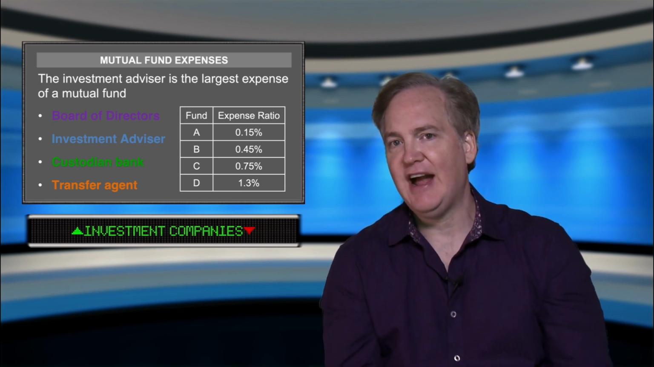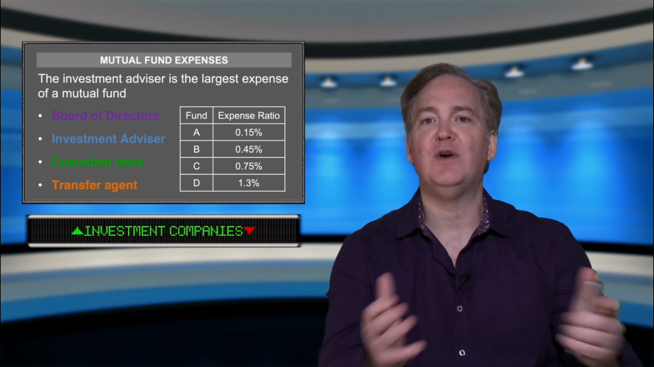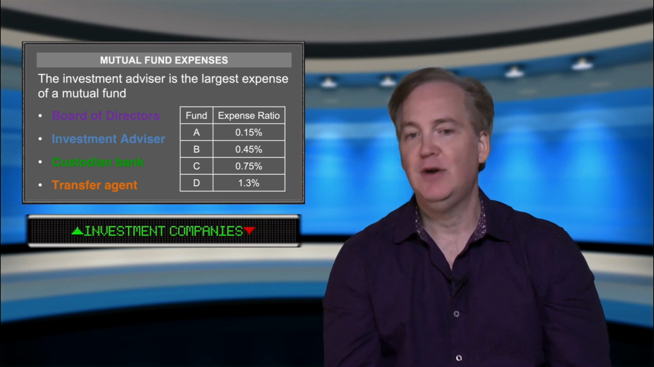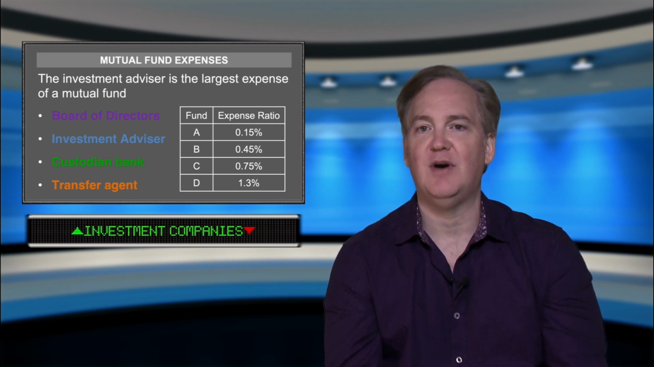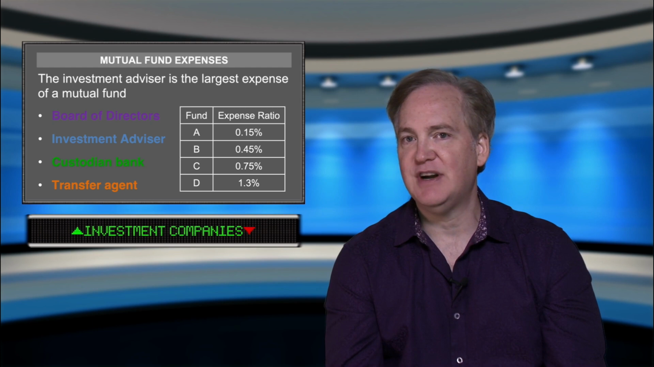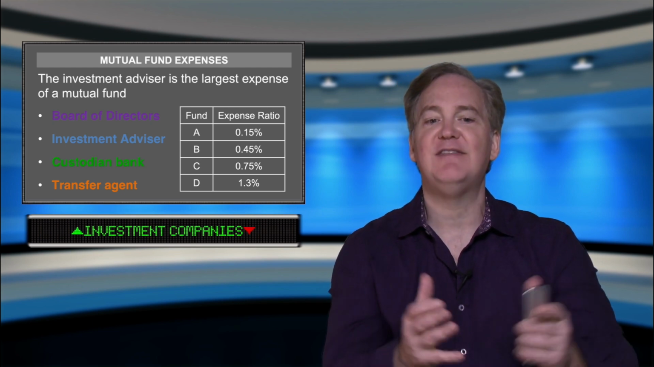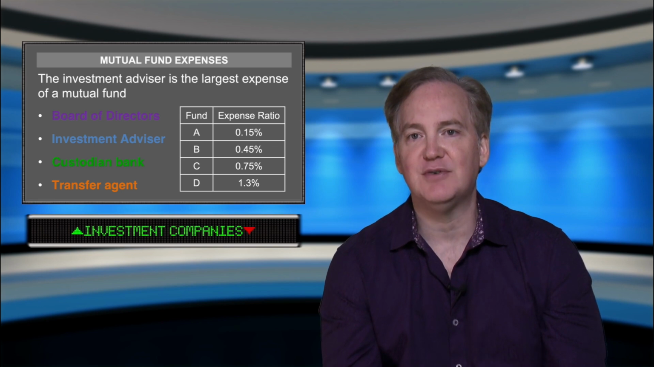So here we have an example of 4 different fund companies with 4 different expense ratios. You have Fund A with an expense ratio of 0.15, Fund B with an expense ratio of 0.45, Fund C with an expense ratio of 0.75, and Fund D with an expense ratio of 1.3%.